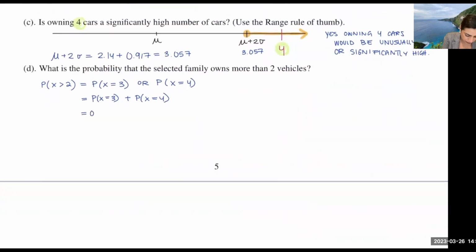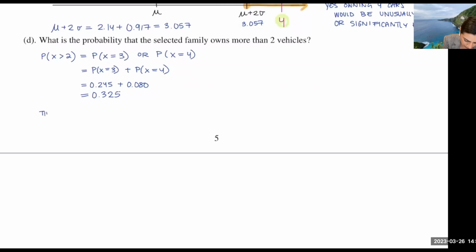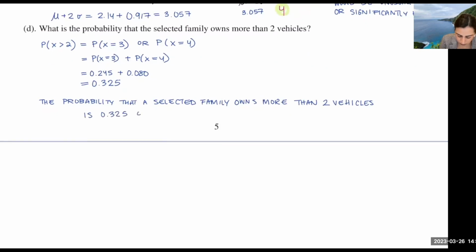It is equal to 0.245 plus 0.080. This is going to equal 0.325. So the probability that a selected family owns more than 2 vehicles in Moreno Valley, let's suppose, is going to be 32.5%. Let me write that down for all of us. So the probability that a selected family owns more than two vehicles is 0.325 or 32.5%.